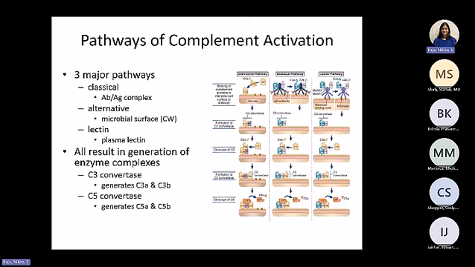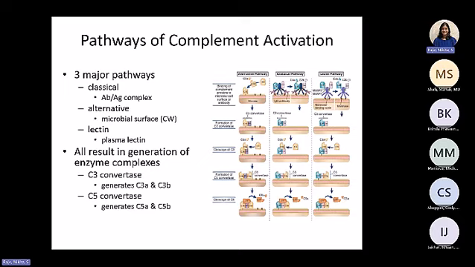Classical pathway is activated by antigen-antibody complex. Alternative complement is activated by the microbial surface, and the lectin pathway is activated by the lectin. All of these result in making enzyme complexes. So the initial cascade is different for each of them. But once they form the enzyme complex, the first step is to form a convertase that will generate C3a and C3b. That's called C3 convertase. And then the next step is to form C5 convertase that generates C5a and C5b. These are the two major steps.